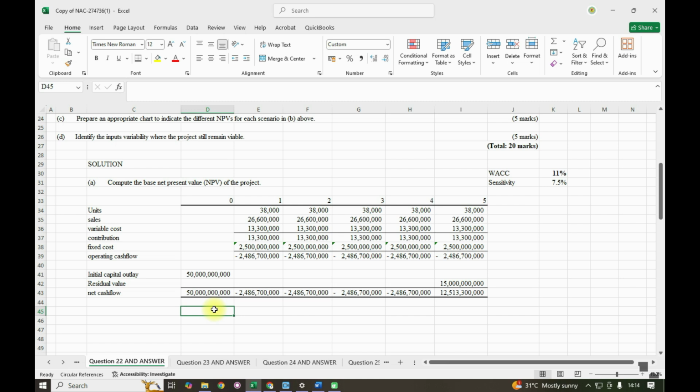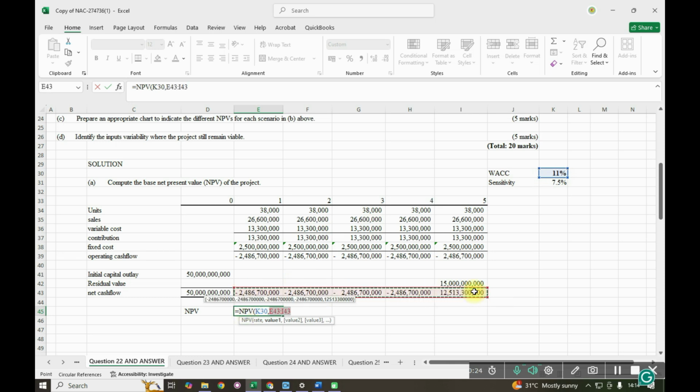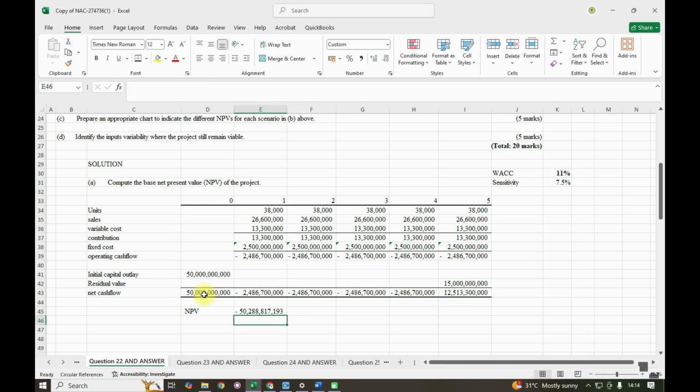So here we shall find our NPV. Remember, this is the base case. This is a base case NPV. So our NPV will be NPV. Here the rate is 11, comma the values. So these are our values here, and we minus the initial. Our initial is 50, and we shall get an NPV of negative 50 billion, this is in billion. 50 billion as our NPV.